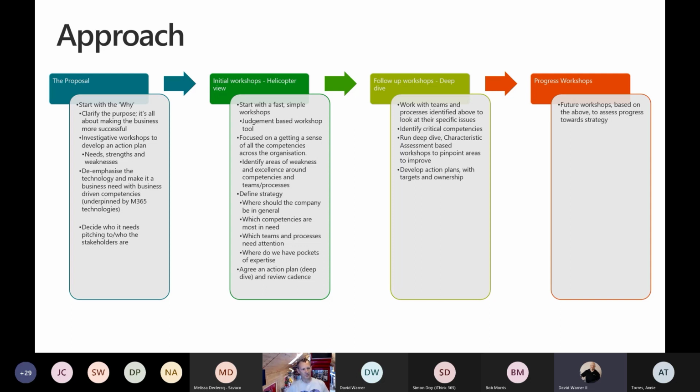And I think there is a strong purpose. You can mold it to your need, but I think this is all about making your organisations, your businesses more successful. And running some investigative workshops to develop an action plan, to develop that road to success, understanding strengths and weaknesses and needs, and especially de-emphasizing the role of technology. The benefit of technology is what it's about, but the detail of the technology isn't so important, as part of a proposal is a key.